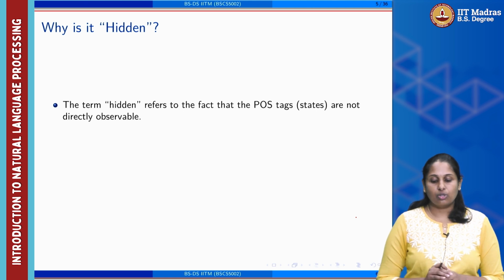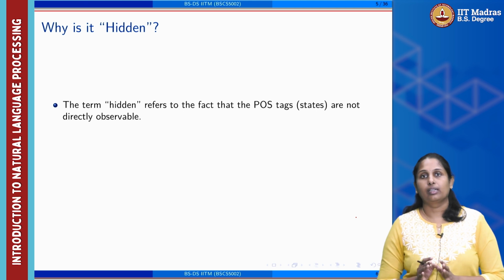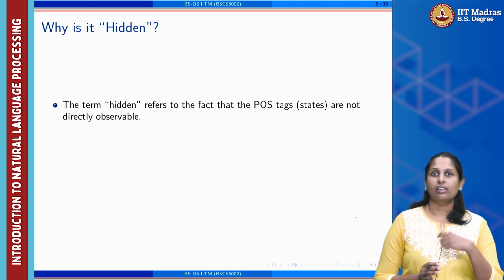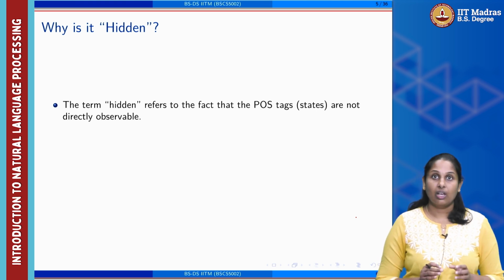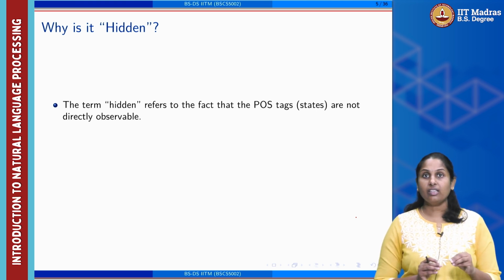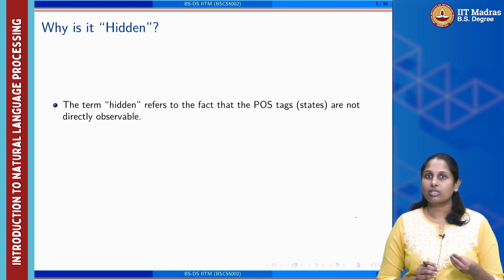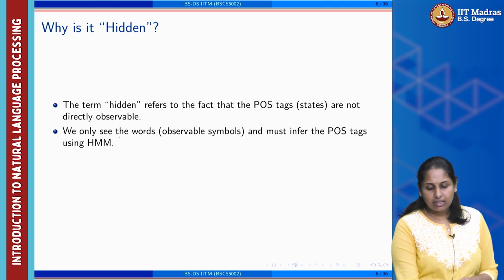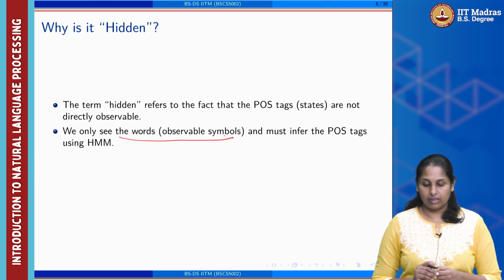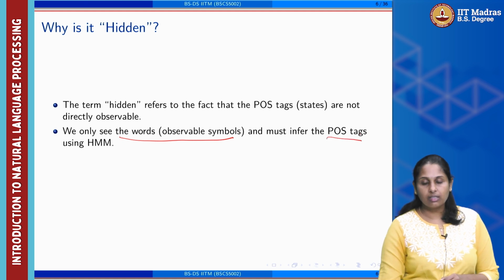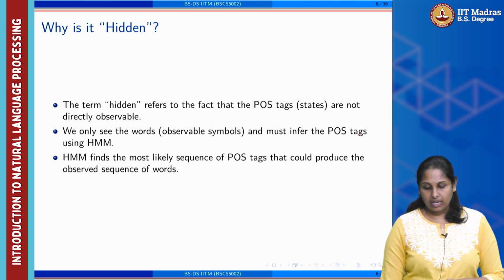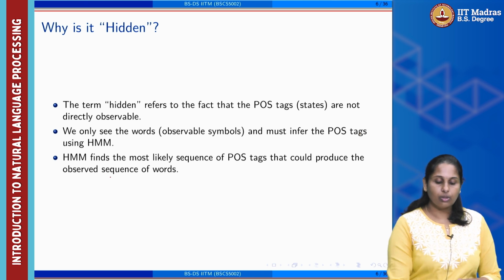The term hidden refers to the fact that POS tags are not directly observable, whereas the Markov model says that a particular word's information relies on the previous or the following words' information. Here we are hiding the POS tags when we try to predict the POS tag of the current word and also the previous words. So, we only see the words, which are the observable symbols, and we must infer the POS tags using the HMM.